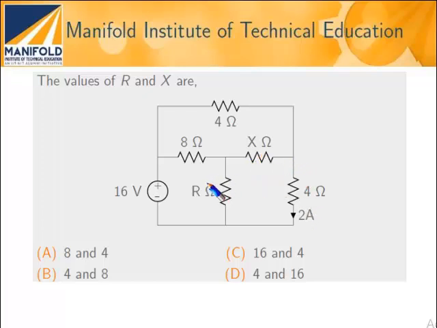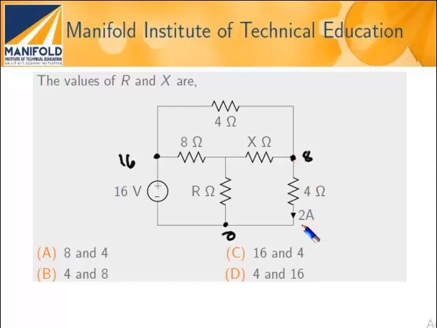So we are going to find the value of R and X. To begin with, I'll take this as a reference voltage of 0. So everywhere here the voltage must be 0. Here it will be 16, and here it must be 8, because I know that this is 4 into 2.